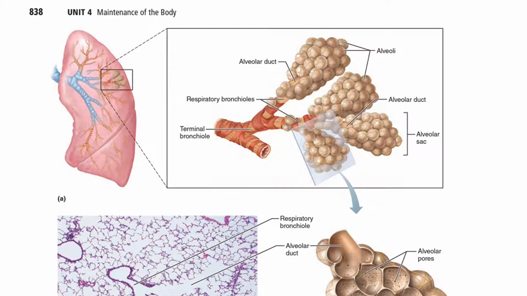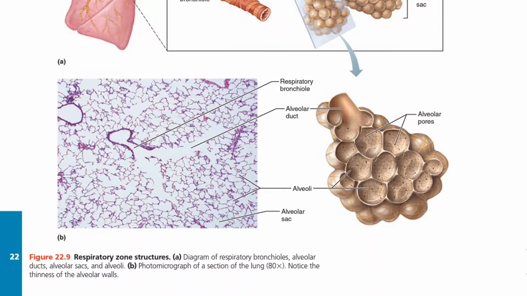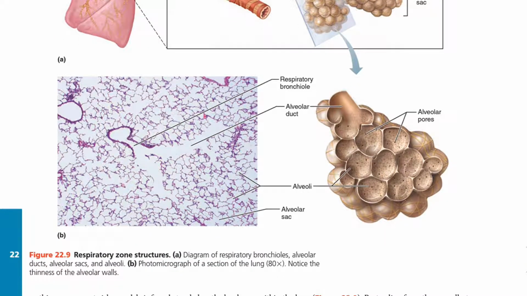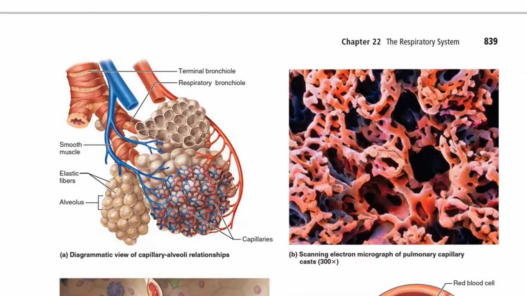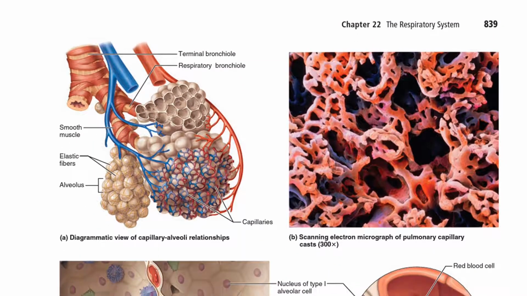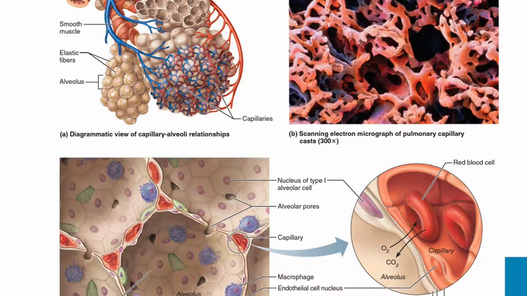Then this figure. Okay, read all the names. They are showing the respiratory zone, and on the left hand side the histological slide is also shown. Then this one. Okay. Terminal bronchiole, respiratory bronchiole, smooth muscle, elastic fiber, alveolus, capillary.